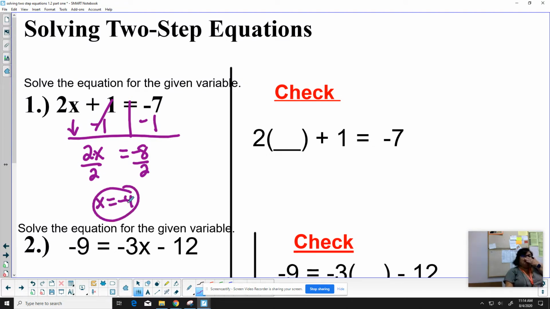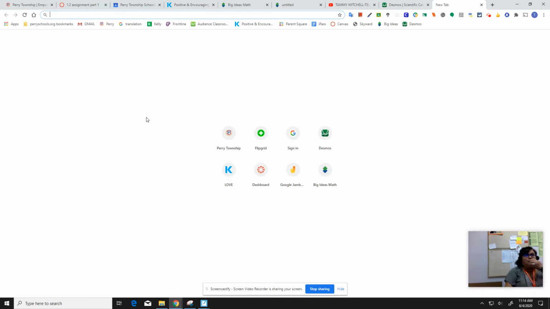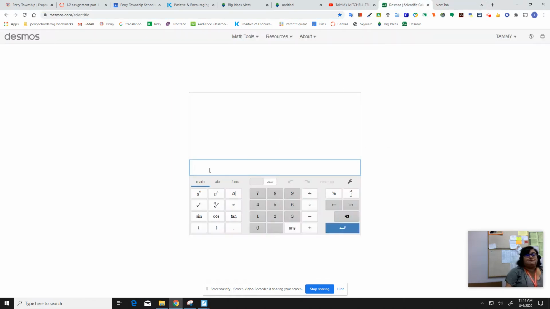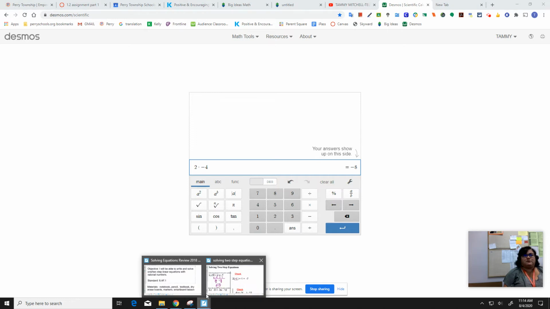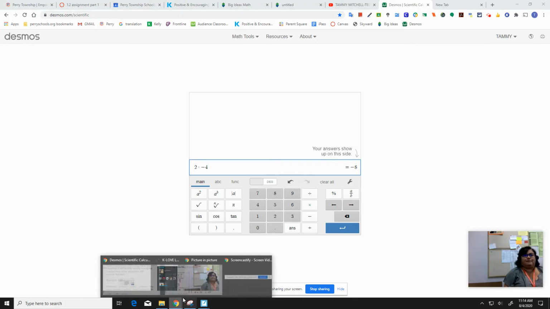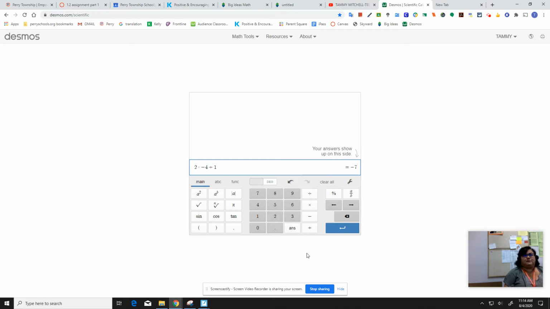And I can check this and see if it's right by taking my answer and putting it in place of x. I have that typed out over here, and you can use your calculator to see if this is true. So if I go to my Desmos calculator, it was 2 times negative 4, plus 1, equals negative 7. See how it equals negative 7?